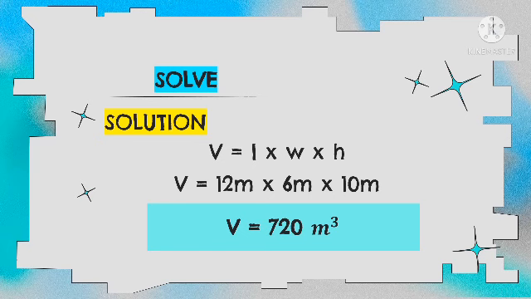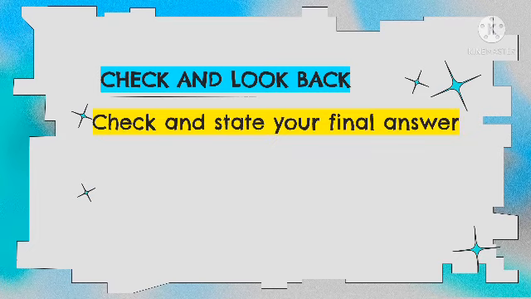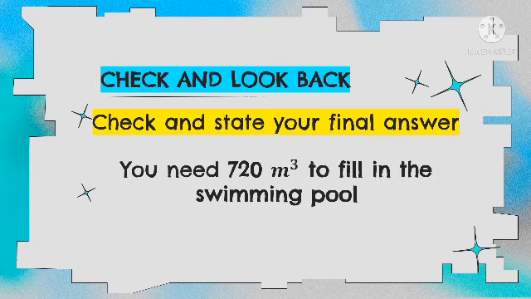So don't forget to express your answer in cubic units. So this is now the volume or the amount of water na pwede nating ilagay doon sa swimming pool. And for the last step, which is to check and look back, check and state your final answers. Sa pag-check, pwede nyong balikan yung solution nyo, i-check nyo ulit kung tama ba yung pagkakamultiply nyo and kung tama yung inyong operation na ginamit and yung formula, then state your final answer. So the final answer is, you need 720 cubic meters to fill in the swimming pool.